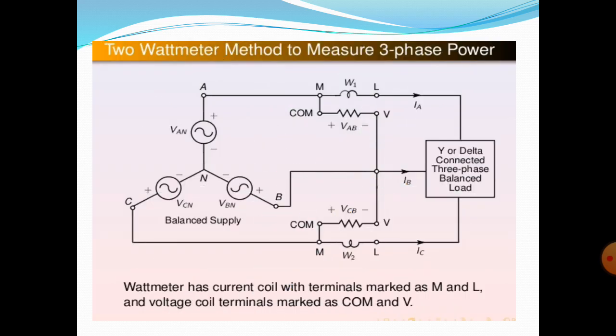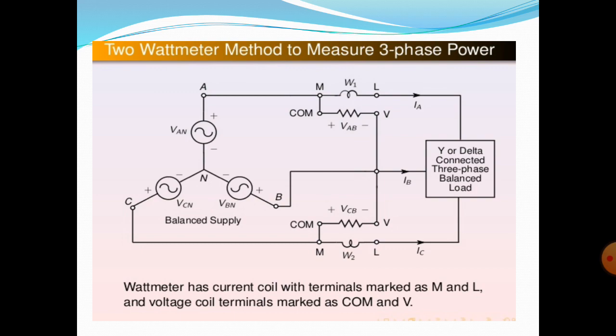Next is the 2 wattmeter method to measure the three phase power. In this diagram we have connected two wattmeters, W1 and W2. There are three phases A, B, C, and the A phase is connected to wattmeter 1, and C phase is connected to wattmeter 2.